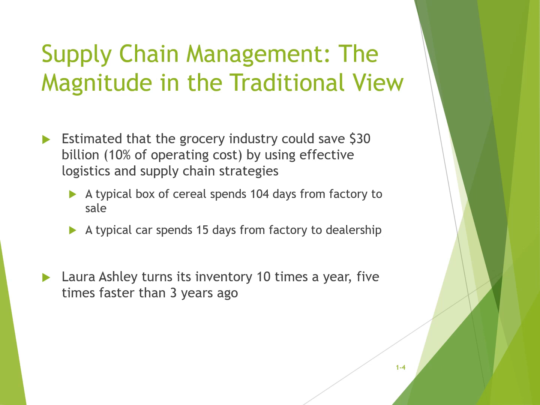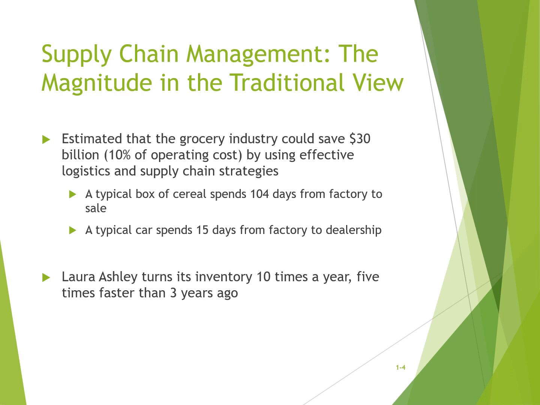Now, the magnitude in the traditional view, let's see some typical examples. It is estimated that the grocery industry could save $30 billion, that is 10% of the operating cost, by using effective logistics and supply chain strategies. Because a typical box of cereal spent 104 days from factory to sale. So this is the early days. Manufacturing happened in one particular location, maybe an isolated place, and there was no proper coordination or communication. Automatically, we needed an effective transportation mechanism so that the product could reach every nook and corner where the retailers or customers reside.